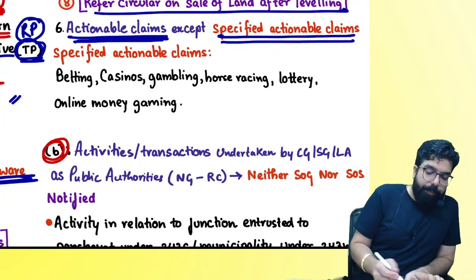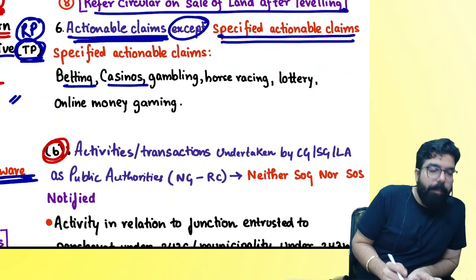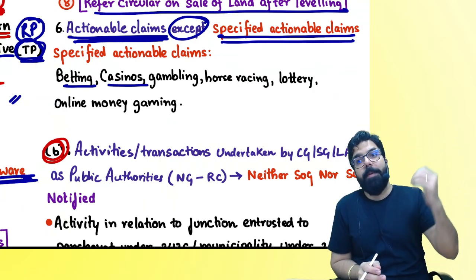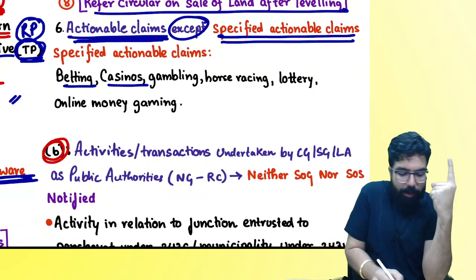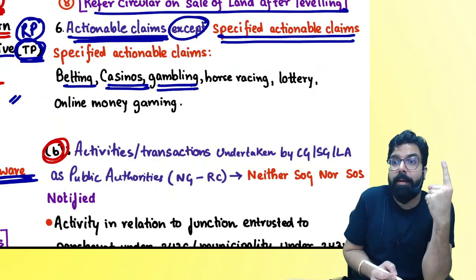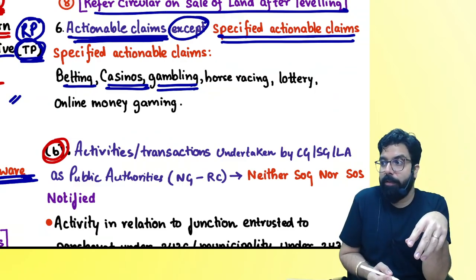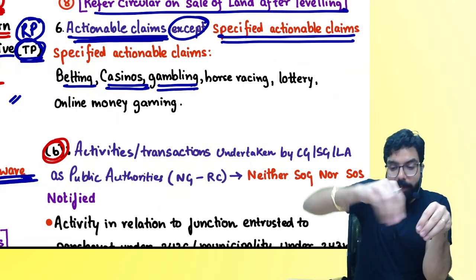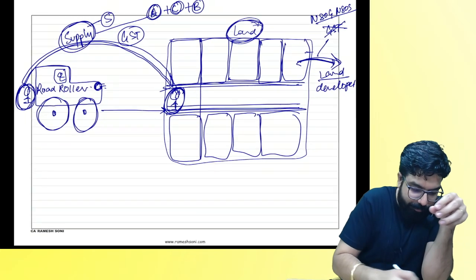What actionable claims? Number one, betting, casino. You know betting? In a horse race you put money. If the horse wins, you have a right to receive. Correct? In a casino, gambling, card games. Casino, you know, everyone. What is a casino? Where you go, that roulette table will be there. One minute, I'll show you.